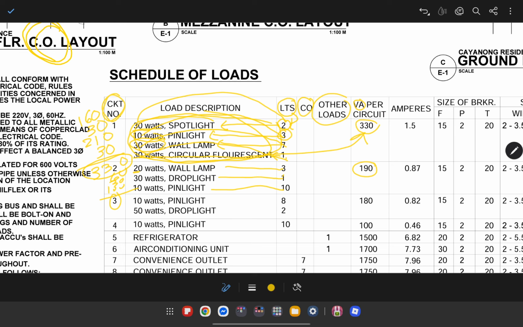So again, you'll just have to count them manually, how many that is. So this one is 8 times 10, that would be 80. 2 times 10 of 50, that would be 100. So if you sum that up, that would be 180. And then lastly, for circuit number 4, just have to multiply 10 by 10. That would mean 100 watts for circuit number 4.